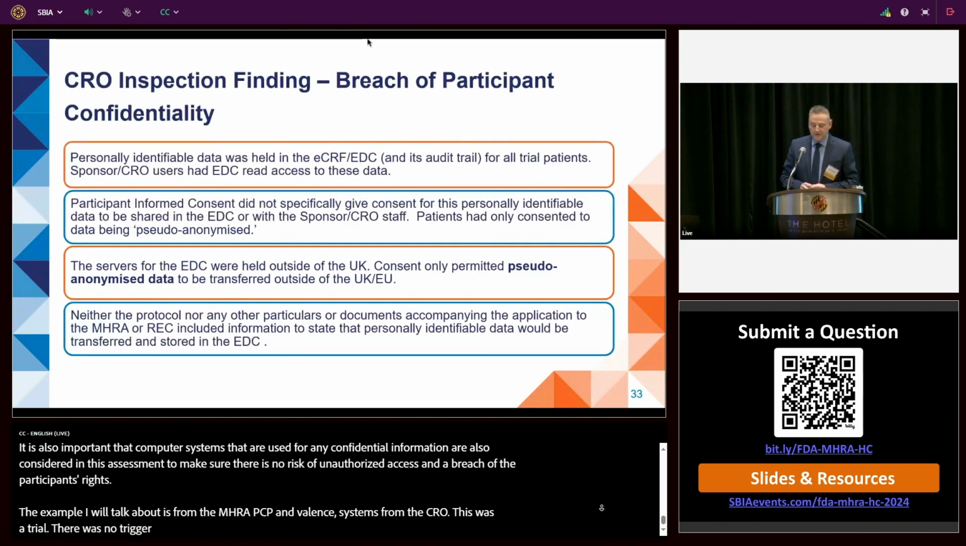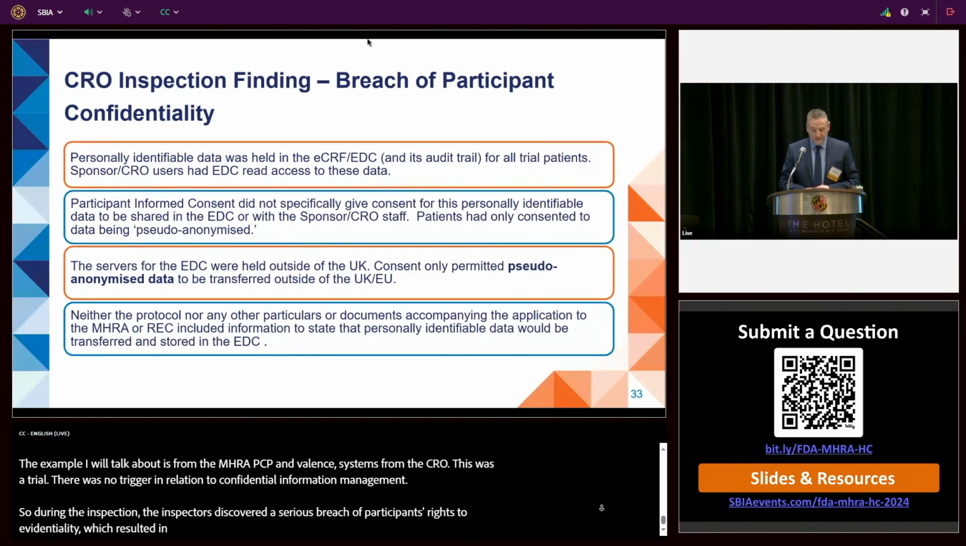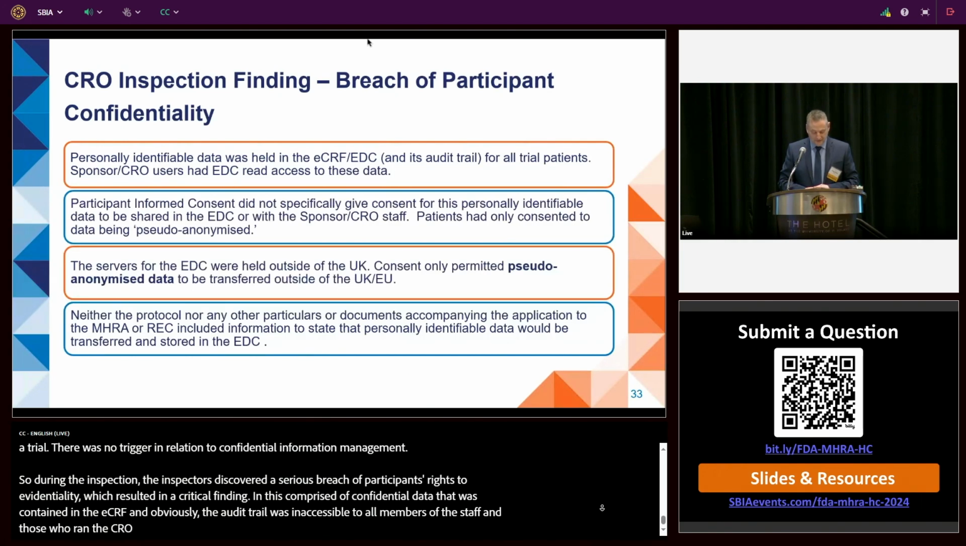So during the inspection, the inspectors discovered a serious breach of participants' rights to confidentiality, which resulted in a critical finding. Confidential data were contained in the CRF, and obviously its audit trail, and were accessible to all members of staff of the sponsor and the CRO who had view rights in the eCRF. The data was stored outside of the UK and EU, actually in the USA.